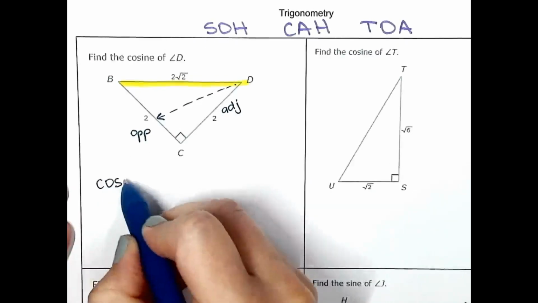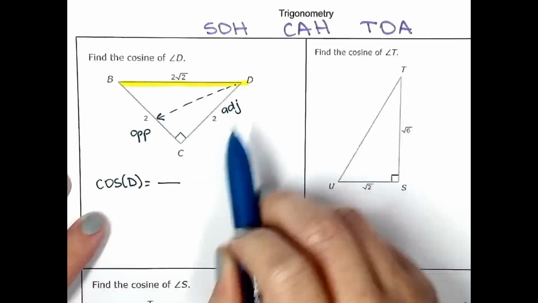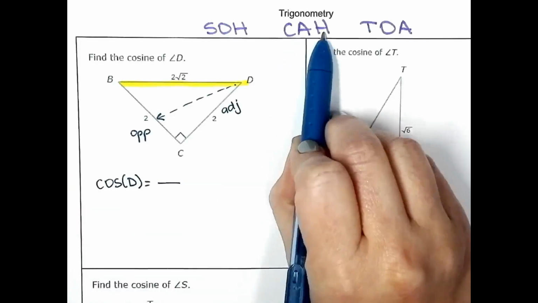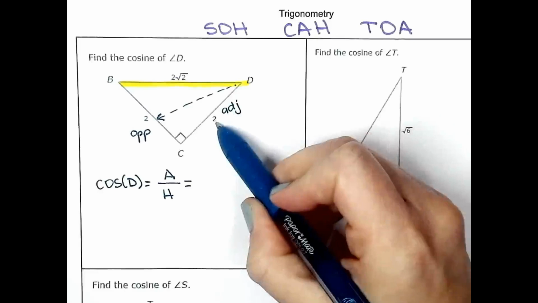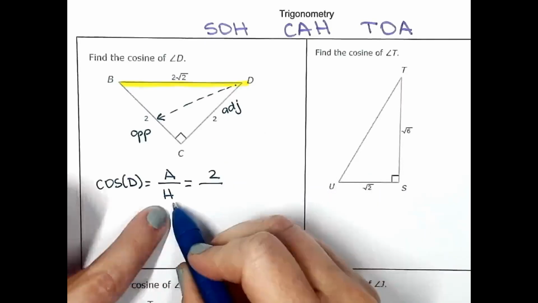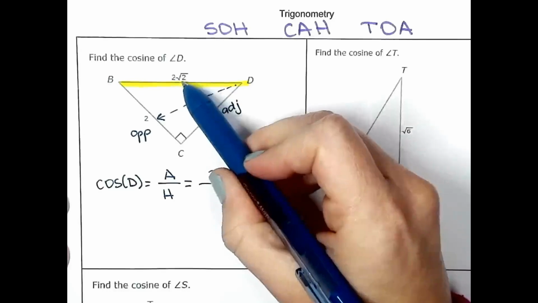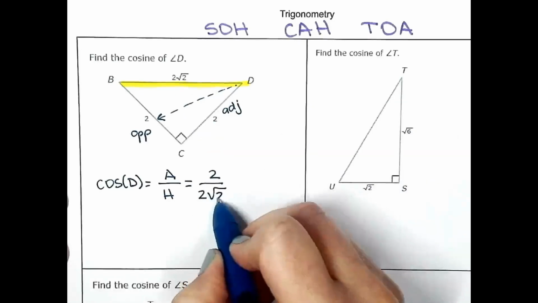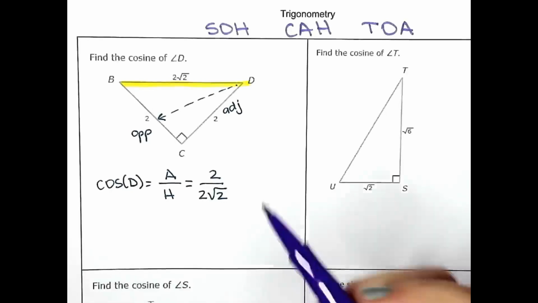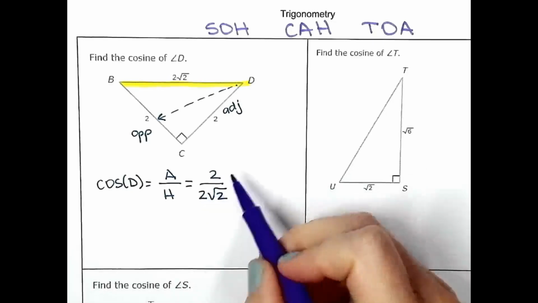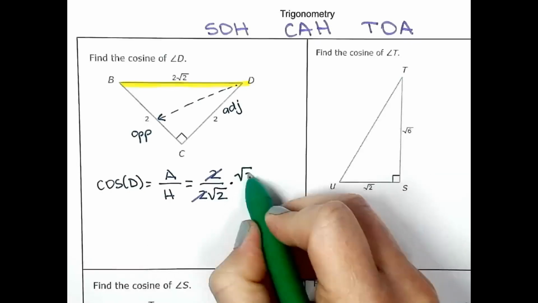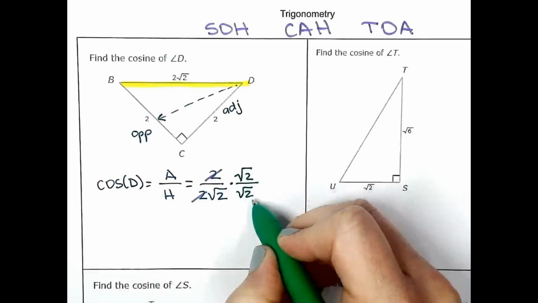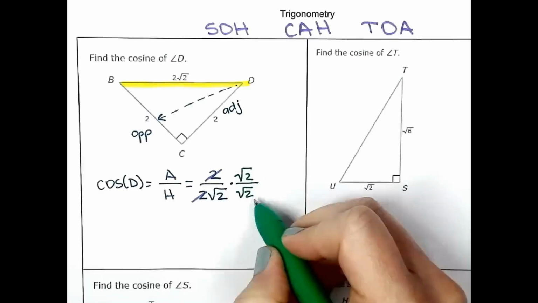So I'm trying to find the cosine of angle D, and cosine is adjacent over hypotenuse. The adjacent side is 2. The hypotenuse, highlighted in yellow, is 2 square root of 2. Now, everybody knows you're supposed to simplify 2 divided by 2 to get 1, but it's a big no-no. You will never be allowed to leave the radical in the denominator. So you have to rationalize the denominator by multiplying the numerator and denominator by square root of 2.